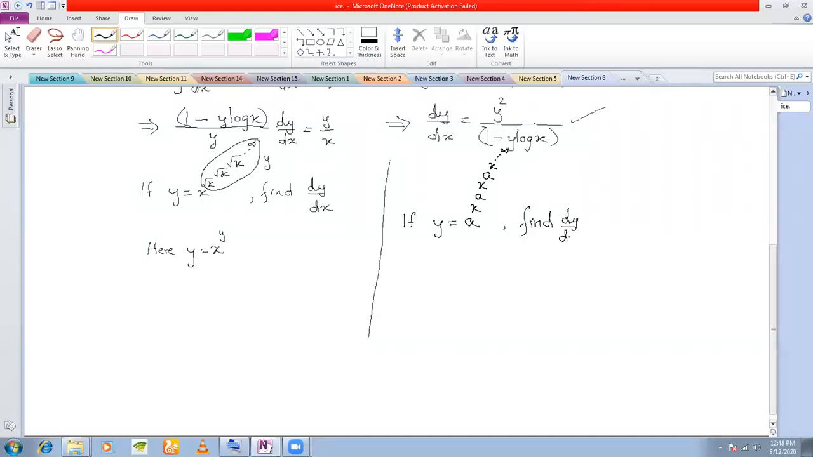Okay, this is also a similar problem, not the same problem. The previous one was x to the power of root x, and the answer will not be the same. The answer will be different for this one also. This will be y is equal to root x to the power of y, because root x is raised to all these powers. Did you understand the difference?